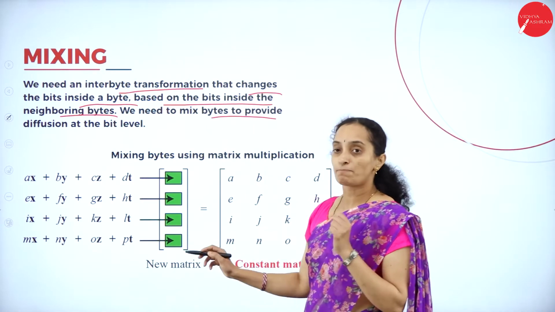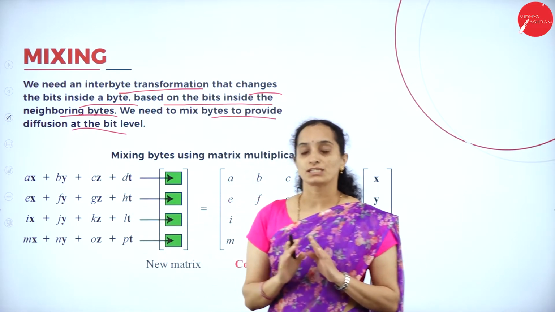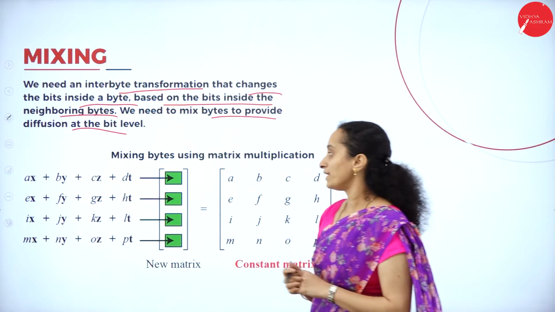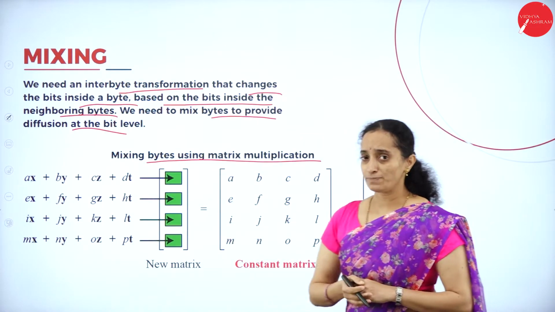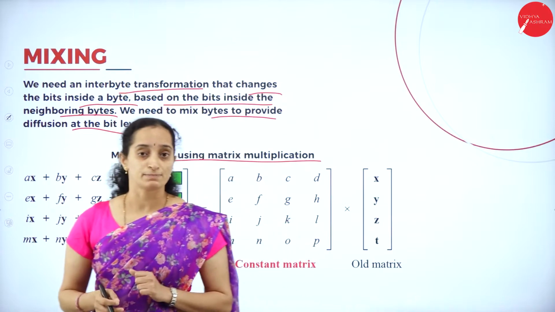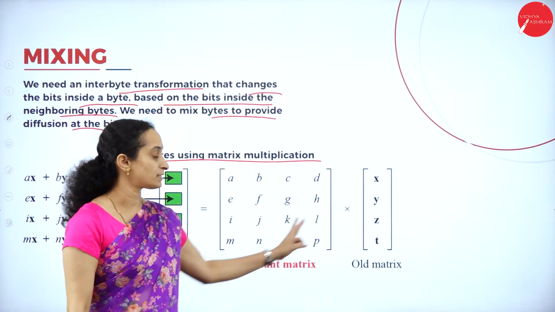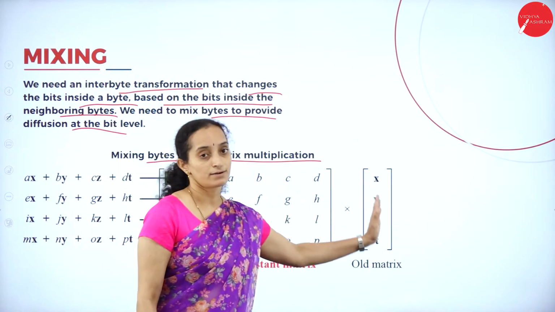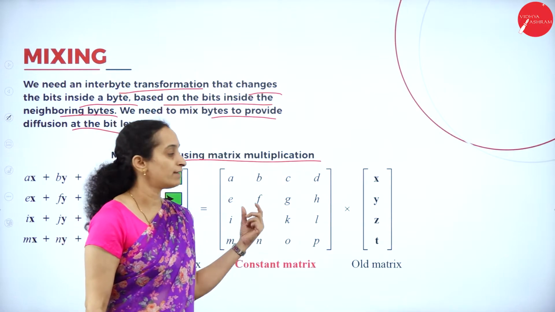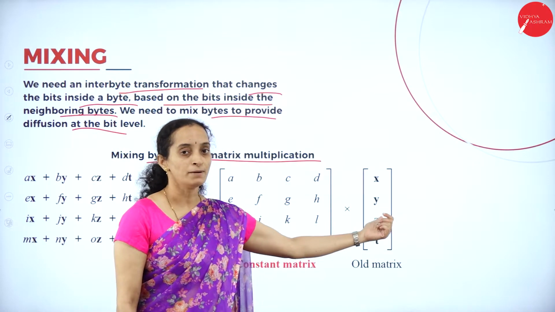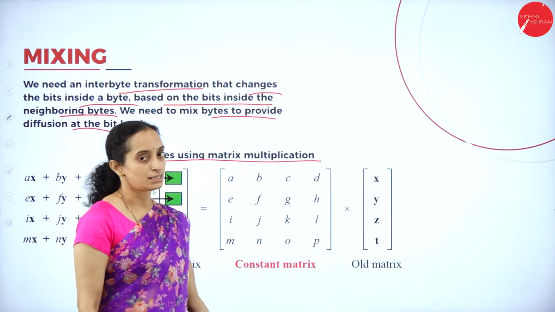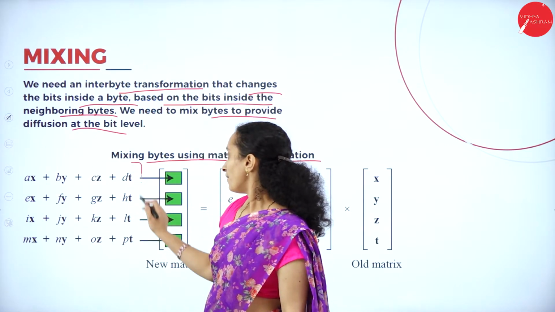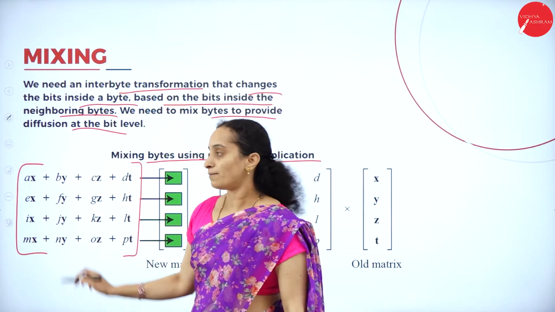We need to mix the bytes to provide diffusion at the bit level. We are diffusing the bits between two neighboring bytes. For mixing the bytes, we are using matrix multiplication. In matrix multiplication, what we use is one 4 cross 4 square matrix and another one, a column matrix. As you know, whenever a column matrix is involved in the matrix multiplication, the result we get is another column matrix. So the entire matrix is considered as a column. This is one column.